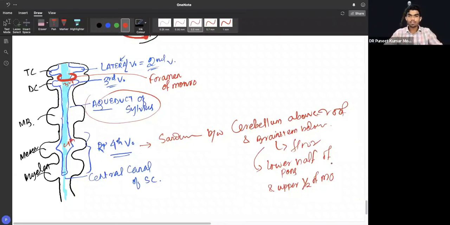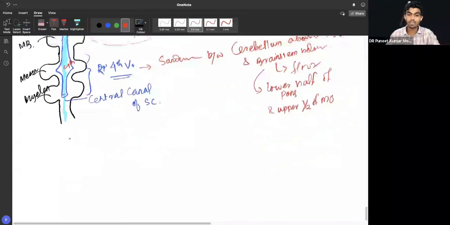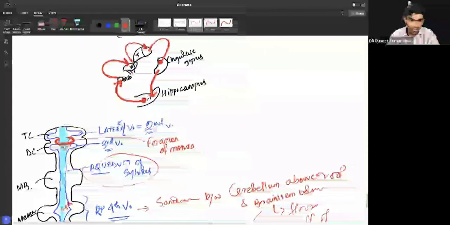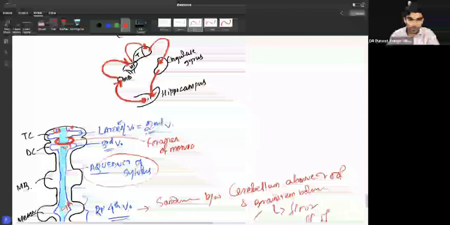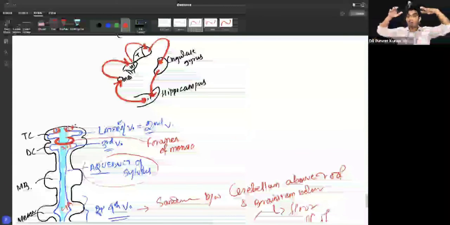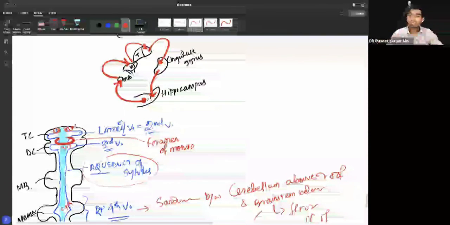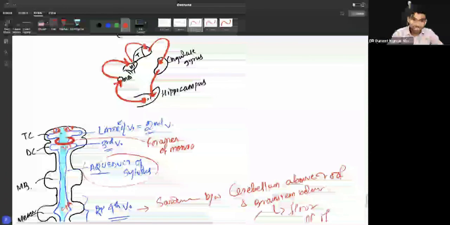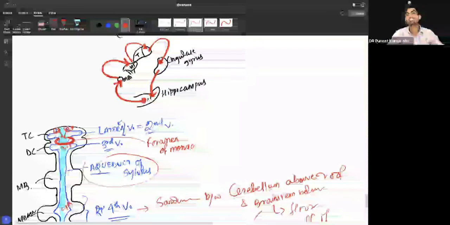Okay. Now the CSF is secreted mainly in the lateral ventricles from the choroid plexus. The choroid plexuses are the bunch of arteries at the roof of the lateral ventricle, and they ultrafiltrate the blood to form the CSF.